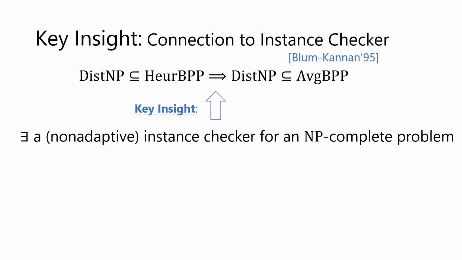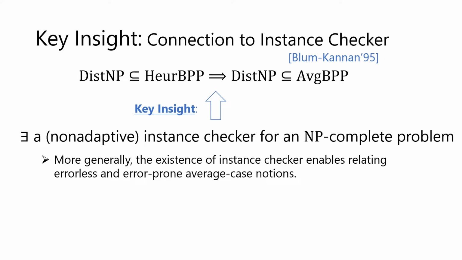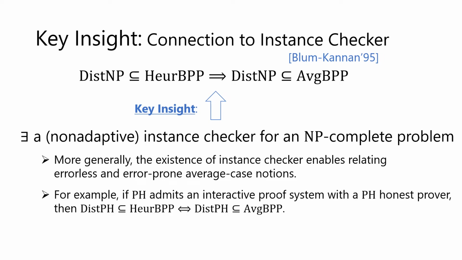Before explaining our result, let me explain the key insight or the starting point of this paper. Our main starting point is that we find a connection between instance checker and the question of Impagliazzo. Namely, if we have a non-adaptive instance checker for an NP complete problem, we can show that the answer to Impagliazzo's question is positive. More generally, we can show that the existence of an instance checker gives a reduction from errorless to error-prone average case complexities.